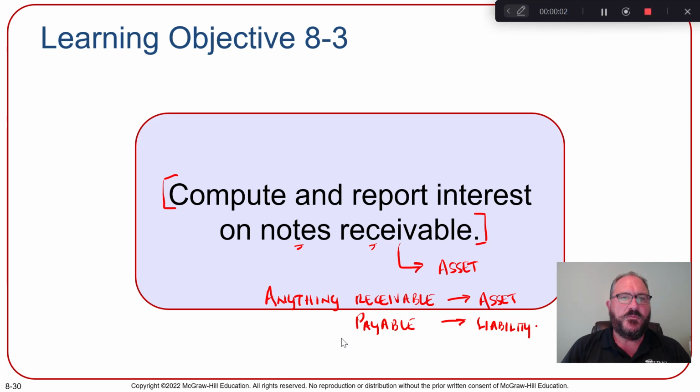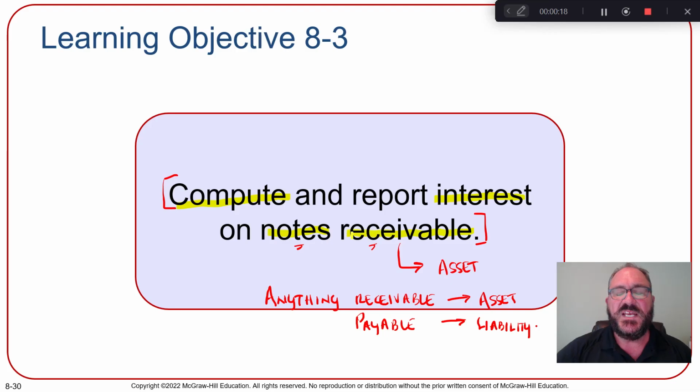Okay, folks, part 4 from chapter 8. Let's take a look. Now we're switching gears a little bit. We're going to look at something else. Now we're going to compute and report interest on a note receivable.